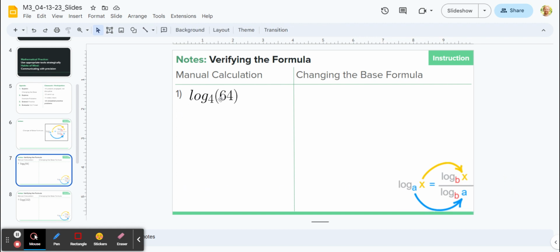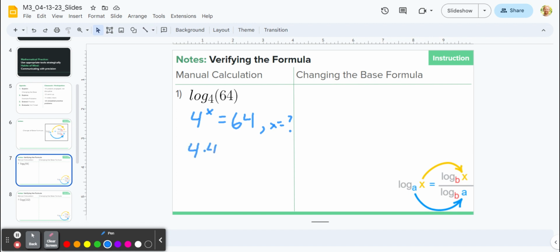So log base 4 of 64. If we're solving this, I always like to rewrite as exponential. So the base is 4, so we're going to go 4 to the x power, that's our unknown, equals 64. And we're trying to figure out what x is. And if we go 4 times 4, that gets us 16. If we do times another 4, that'll get us to 64. So x is equal to 3 here, which means that our answer is 3. So log base 4 of 64 is equal to 3.